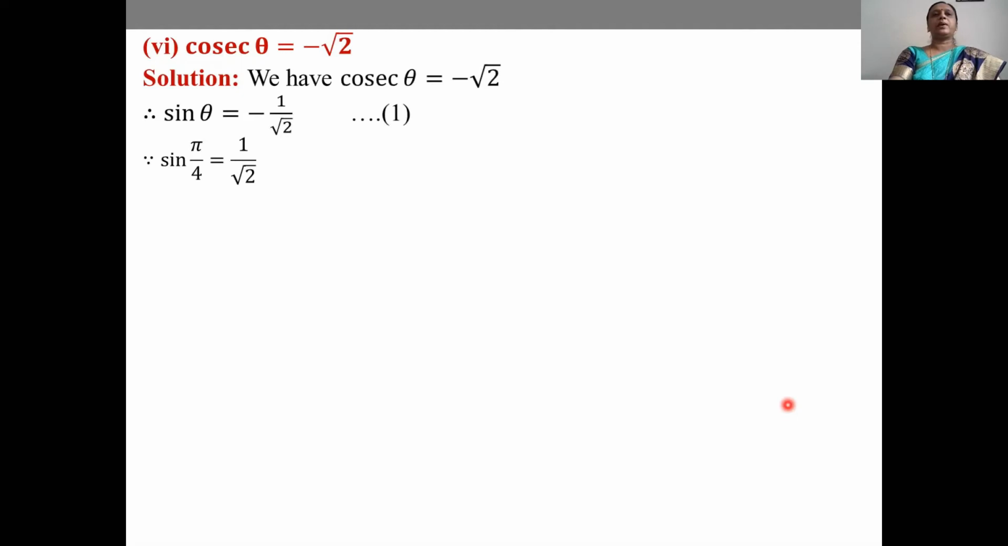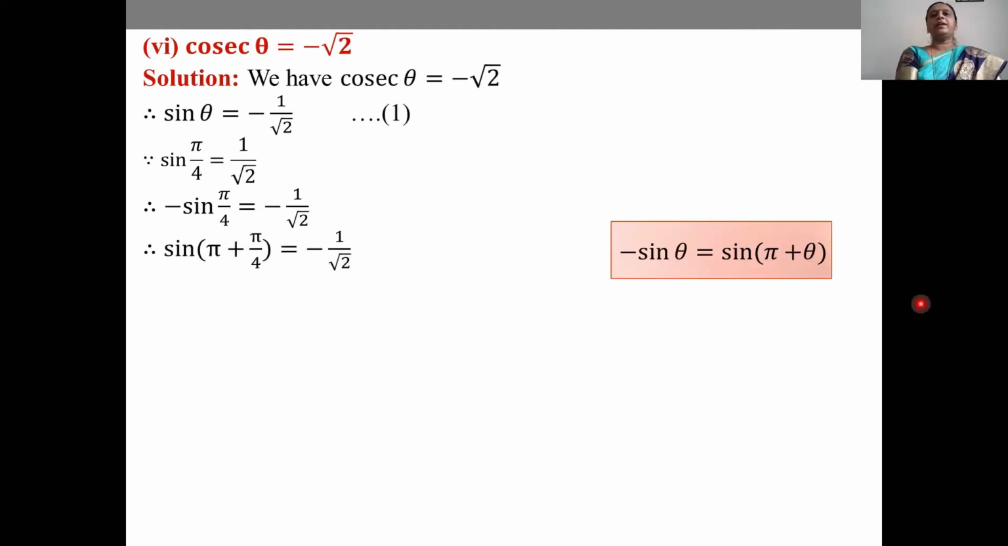Therefore, write down sin pi by 4 is equal to 1 by root 2. Then you take the negative sign of both sides. It will be minus sin pi by 4 is equal to minus 1 by root 2. Now, from the allied angle table, you know that minus sin theta is equal to sin pi plus theta. Therefore, for this minus sine pi by 4, I will keep the value sine pi plus pi by 4, because in this formula here theta is pi by 4.